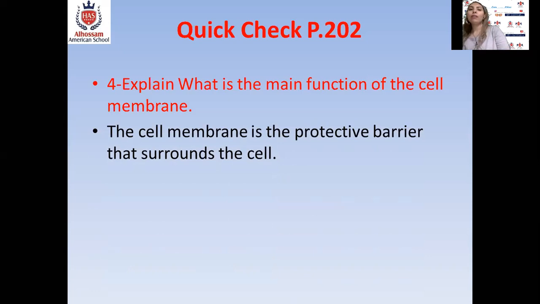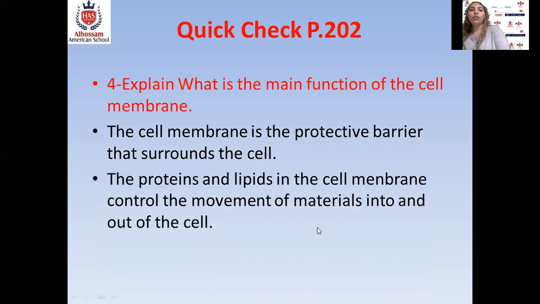Okay, and the cell membrane is a protective barrier that surrounds the cell, also protecting the organelles inside the cell. So it's considered a protective barrier. Okay, so as we said, you can write the answer now. Okay, let's move.